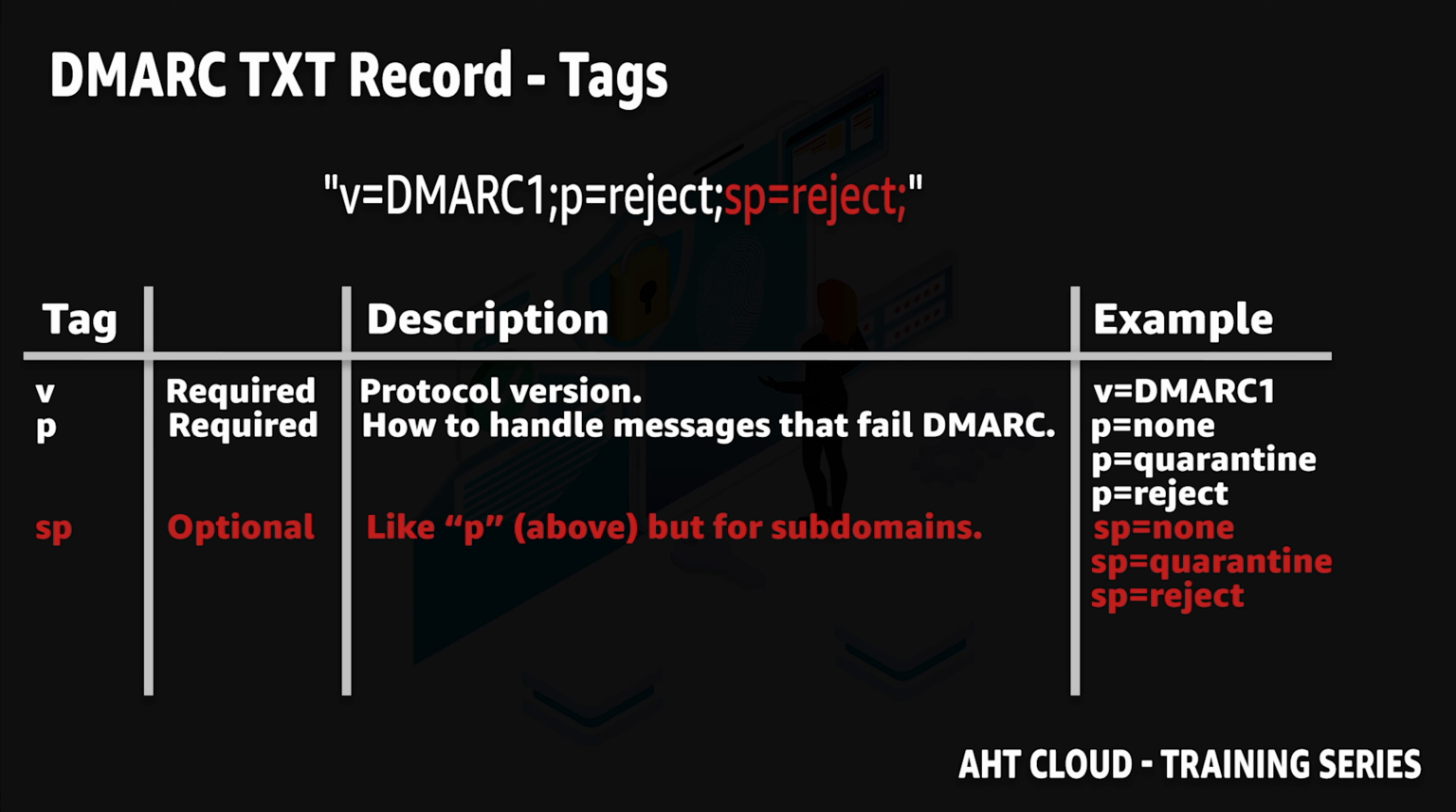The SP tag is an optional tag. Similar to the P tag, it allows you to specify your policy but for subdomains on your domain name. If you don't include this, then the value inside your P tag will be used.